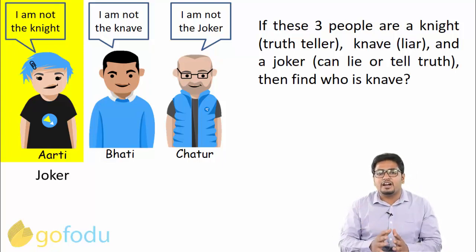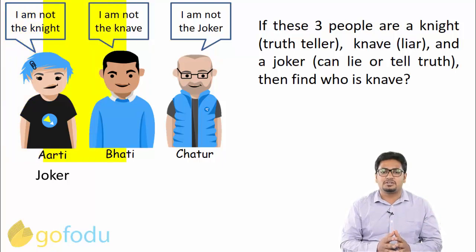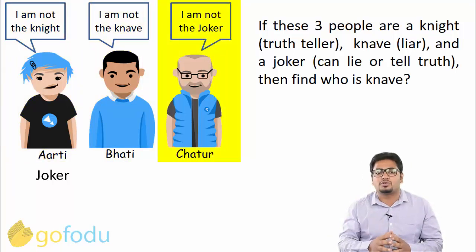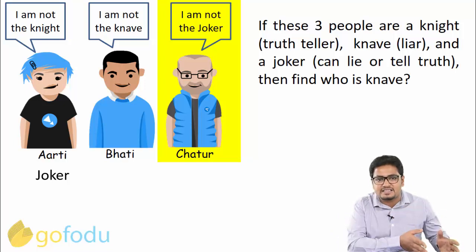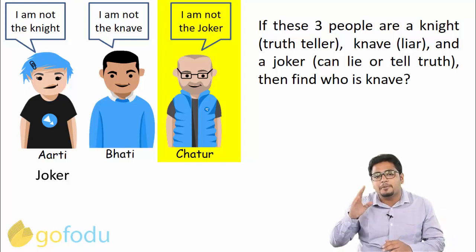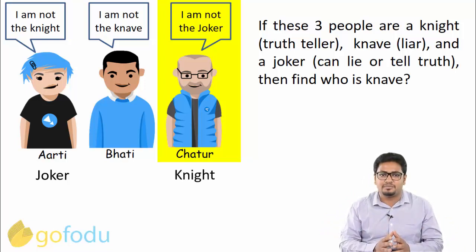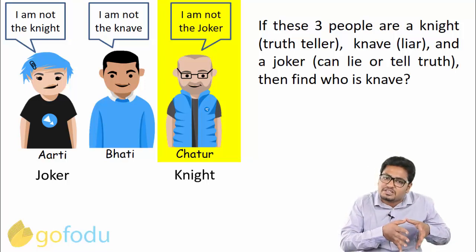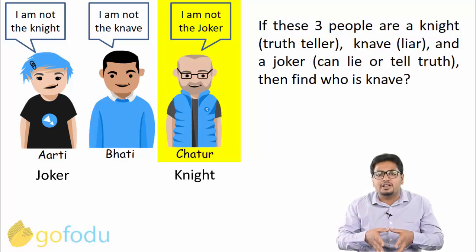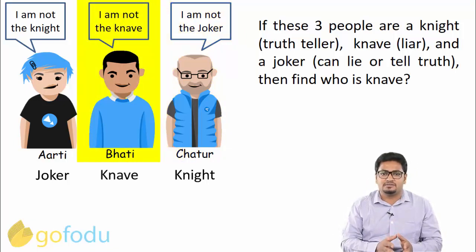Now, since we have figured out the joker, we will look for the statement which talks about the joker. Here Chatur is the person who is saying that he is not the joker. That means he is telling the truth because Aarti is the joker. So he must be the knight because a knave cannot tell the truth. So finally, if Aarti is the joker and Chatur is the knight, the person remaining must be the knave. That is, Bhati is the knave.